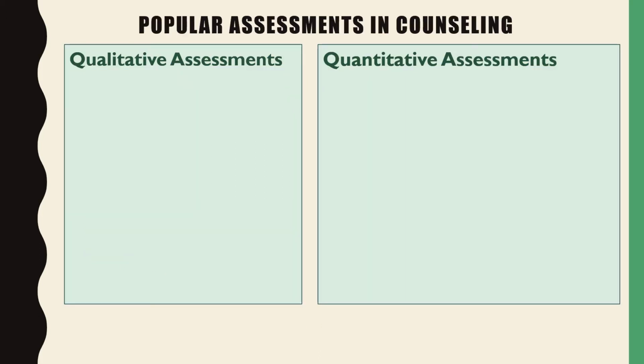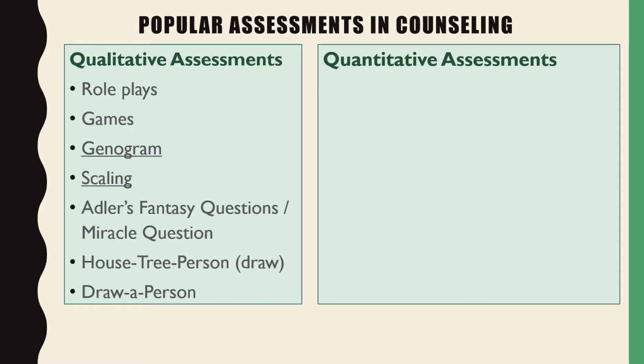Now let's check out some popular assessments. Qualitative assessments that are commonly used in counseling include role plays, games, especially if we are working with younger children, genograms, which will come up later in this lecture, and scaling questions. Scaling comes from solution-focused theory. Basically, you are asking people to evaluate one of their issues, maybe anxiety, on a scale of 1 to 10, with 1 being not anxious at all and 10 being extremely anxious, and ask them where they are on that scale. Adler's fantasy questions are similar to the miracle question, which is also from solution-focused theory.